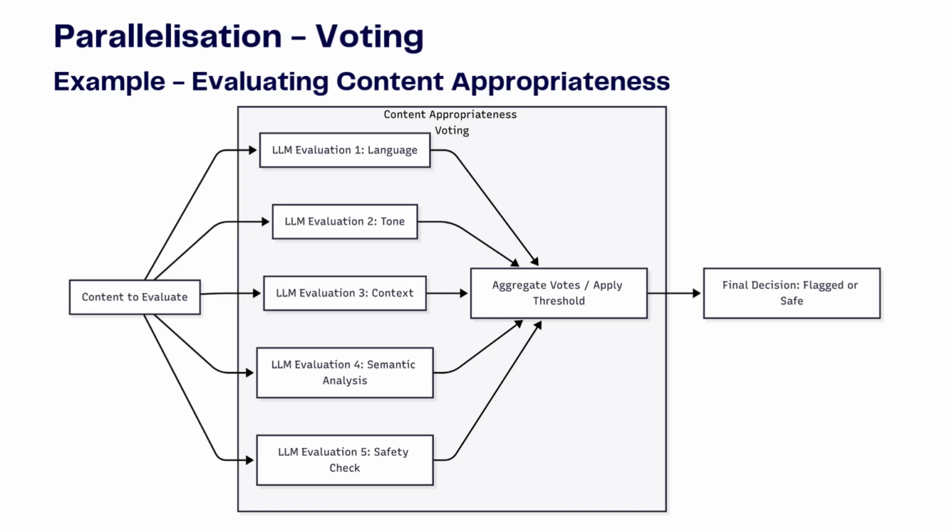Once all the evaluations are done, you can apply a voting threshold to make the final decision. For example, if 3 out of 5 LLMs flag the content as inappropriate, it gets flagged for review. The importance of this voting approach is that it reduces errors and gives you more robust outputs, because you're not relying on a single LLM to get everything right.